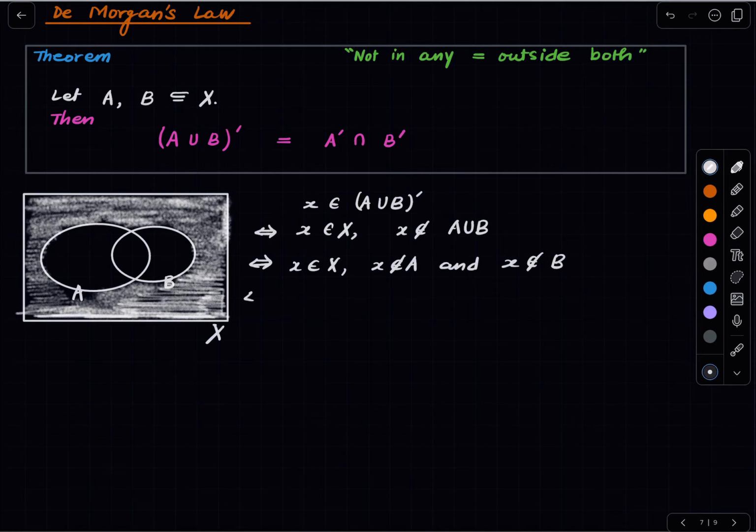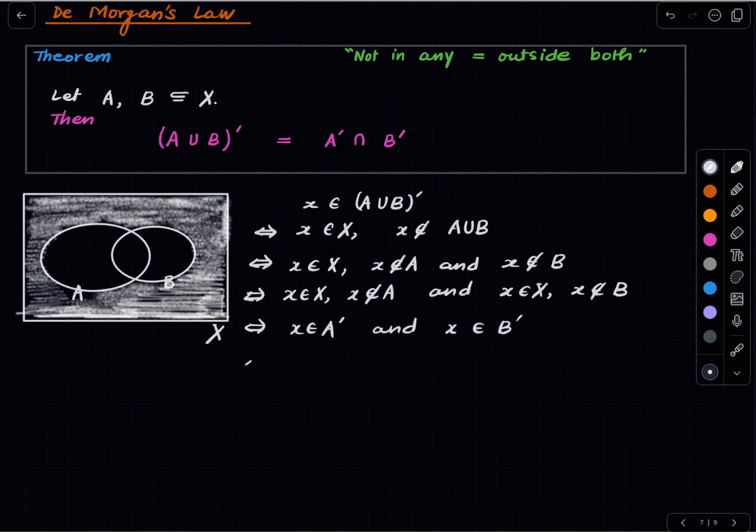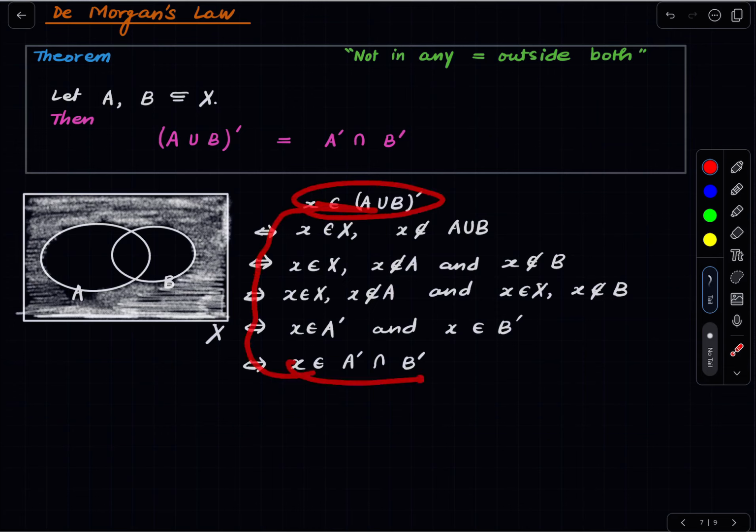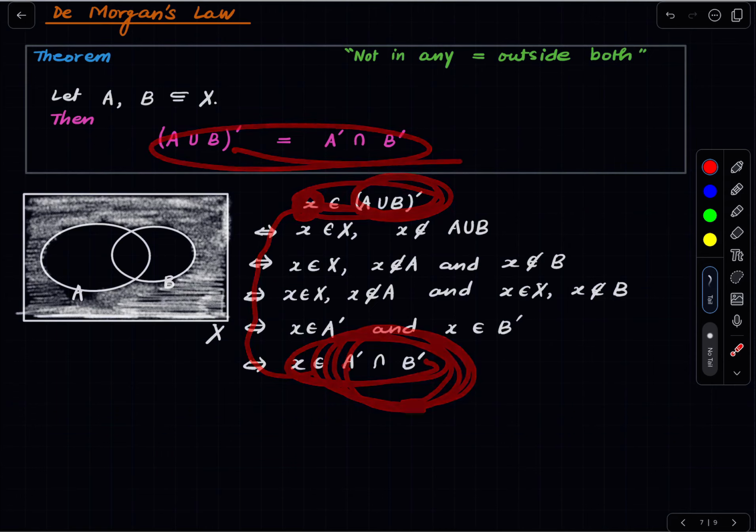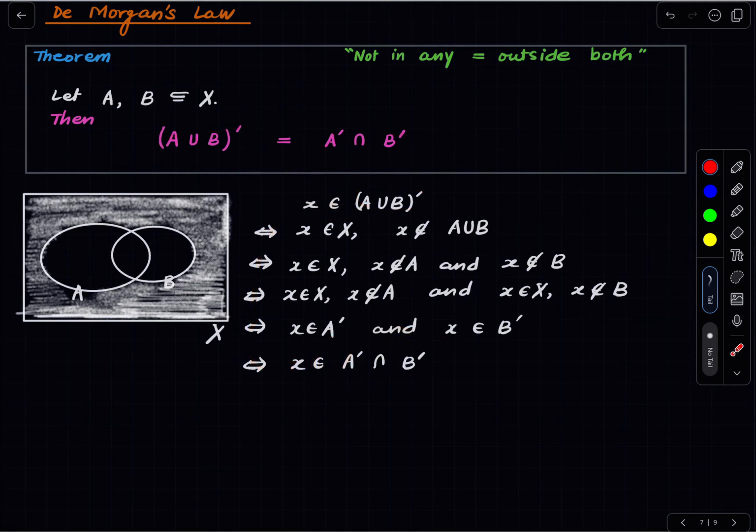But we can write this as follows. x is in X, x is not in A, and x is in X, x is not in B. Which means x is in A complement and x is in B complement. Which is the same as saying x is in A complement intersection B complement. So this double implication means that an element lies in the left hand side if and only if it lies in the right hand side, and therefore the two things are equal. That's it. That's the proof of De Morgan's law.